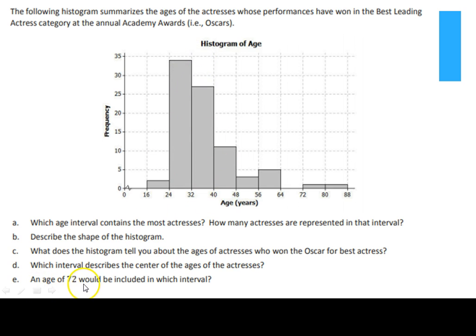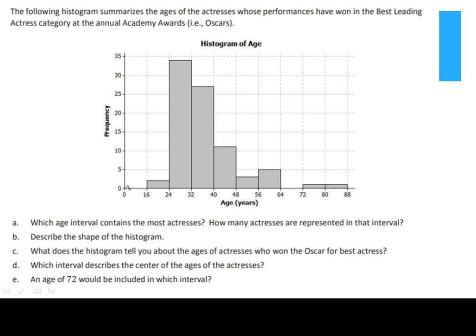And an age of 72 would be included in which interval? I would assume that it'd be included from the 72 to the 79, because the first leading number always begins, such as the previous example, but it's to be less than 80. Take a few moments to review those answers and rewind if necessary.